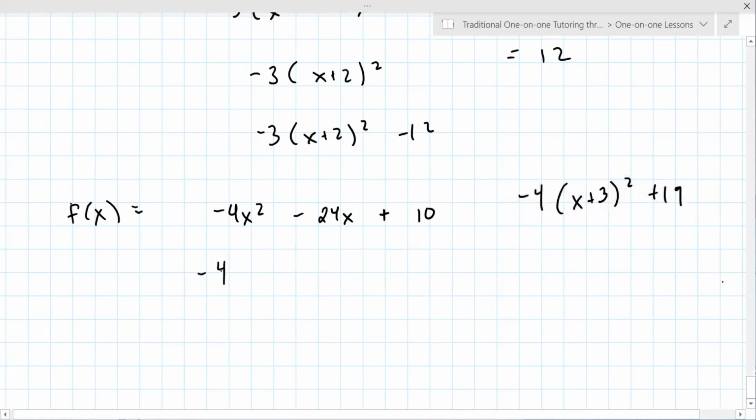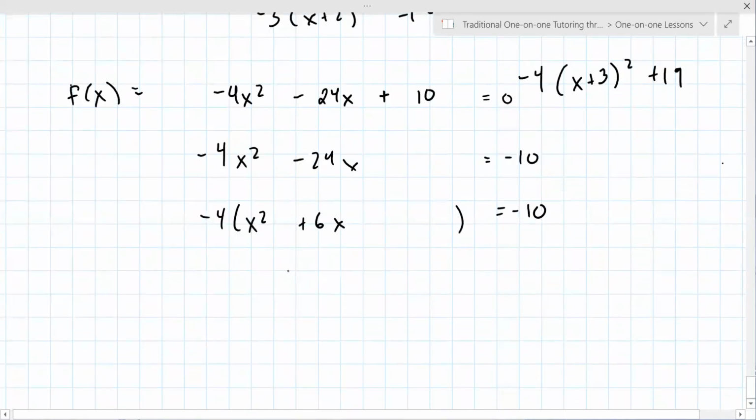So it's -4x squared minus 24x equals -10, because you're moving it over. Factor out the -4, x squared plus 6x. Okay, and then I think this is where it gets potentially confusing. Yeah, I think this is where I messed up. You figure out what number goes there.